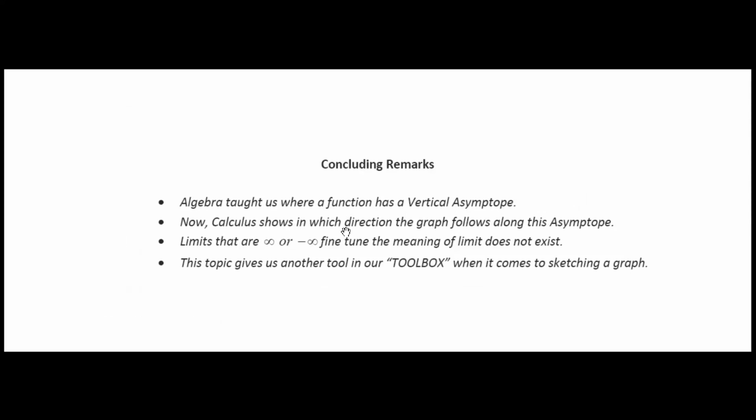But now the calculus shows us what direction the asymptote is going, whether they're both going in the positive direction, both going in the negative direction, or one positive, one negative. Okay. This topic gives us another tool in our toolbox when it comes to sketching a graph. And so looks like we're at the end of the remarks here. And so this should conclude this lesson.